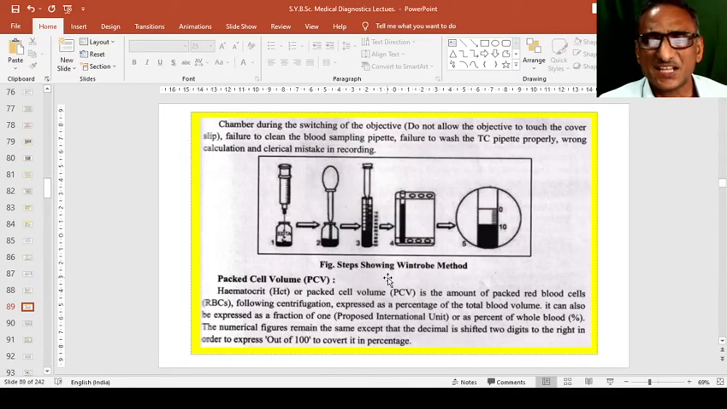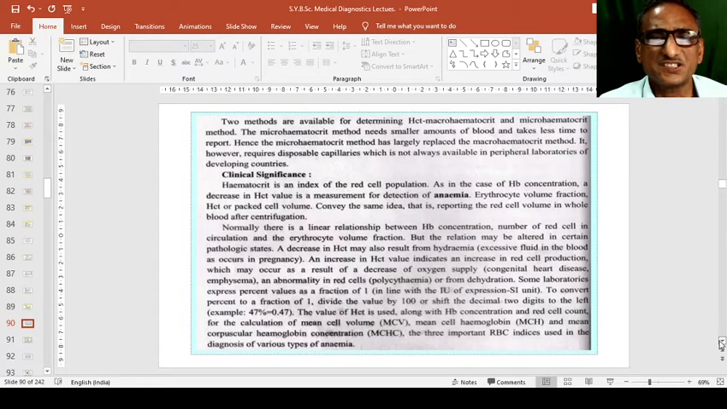These are the steps in the Westergren method, what we have seen: in the EDTA anticoagulant, mix it well properly, put it in the stand, then calculate how much is observed, and report it. So this is the simple way.